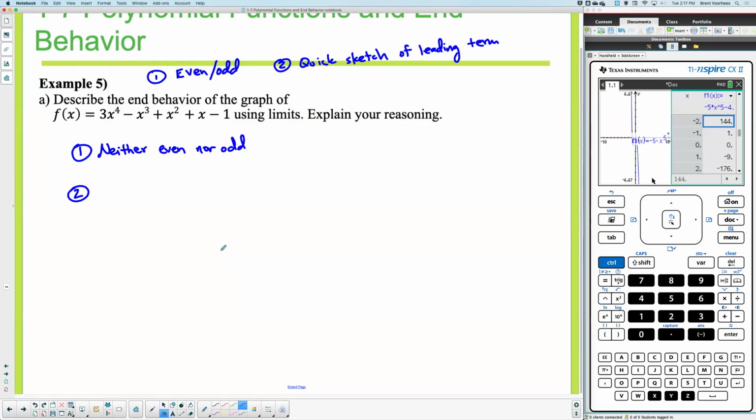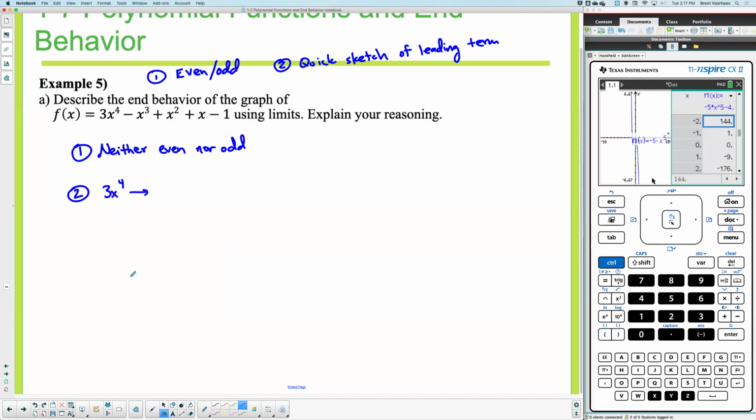Great. Number 2, I'm going to do a quick sketch of the leading term. What is my leading term? 3. Okay, here 3 and 4. Leading term would be not just the front number, the coefficient. It would not be just the power. It'd be the whole thing with the x. 3x to the fourth.